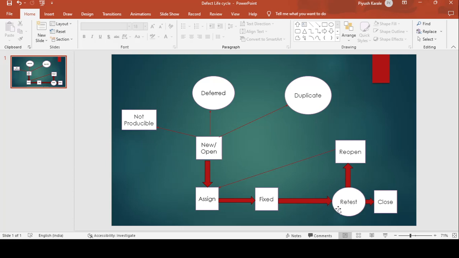But sometimes the defect we testers raise is not properly fixed by the developer. In that case the tester reopens that defect. Here he performs the retesting and changes the status to reopen, because the defect is not properly resolved, and assigns that defect again to the developer for fixing. This cycle goes on continuously until the defect raised is properly fixed.